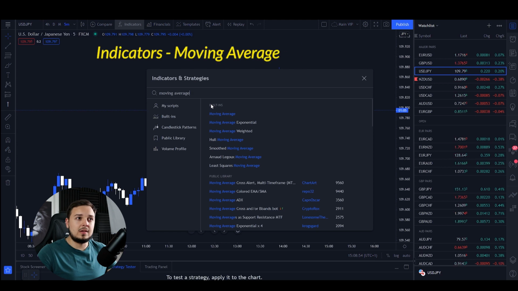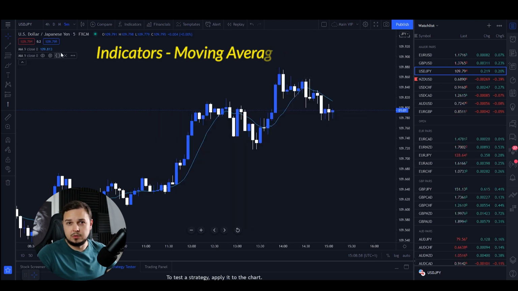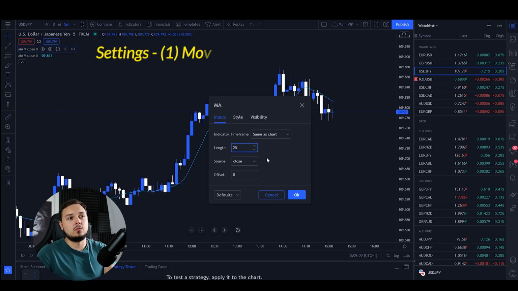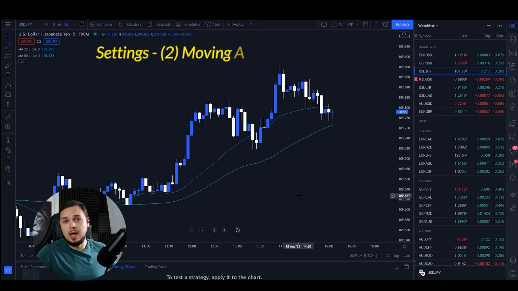Go inside the indicators, type in moving average, double click on it because we will need two of them. We will need 25 and 50. I love using them every time. Well, most of the time they're very profitable, especially when you're scalping.